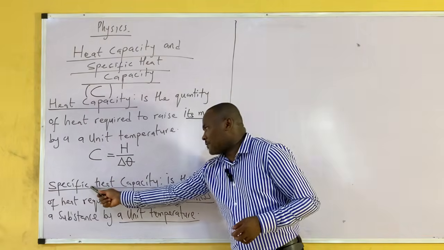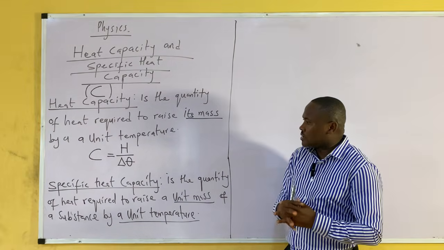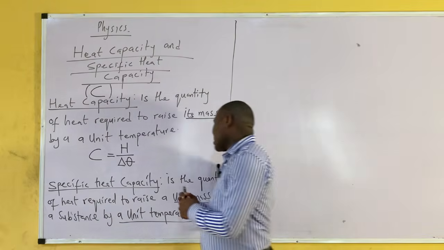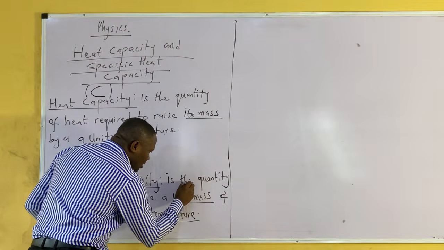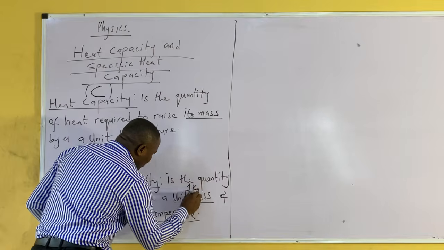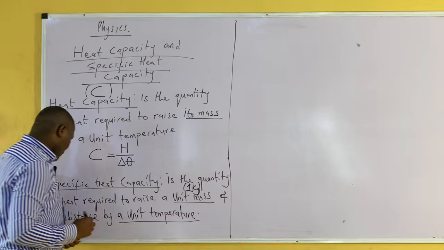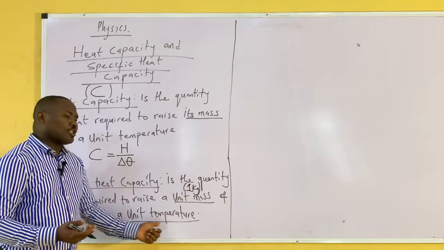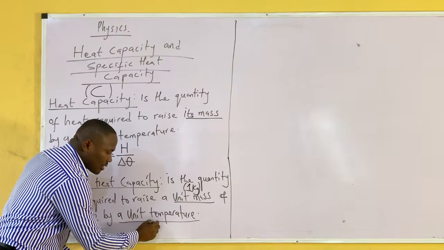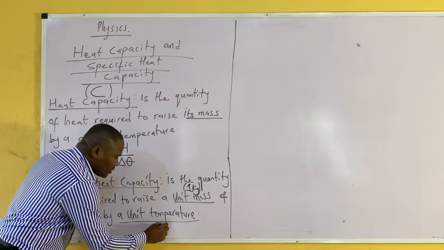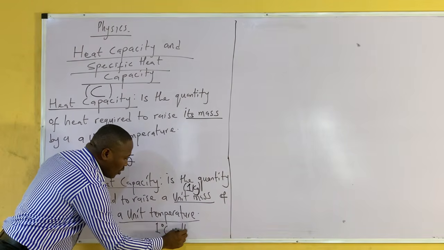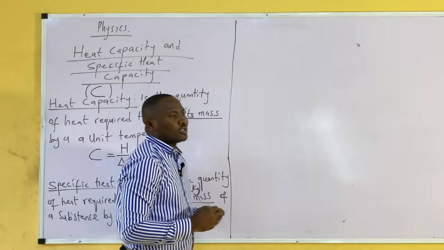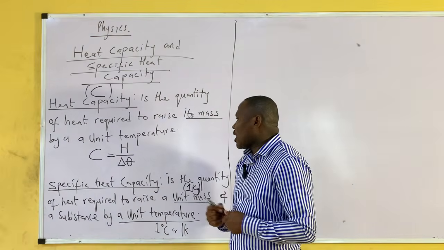So specific heat capacity is the quantity of heat required to raise a unit mass, and a unit mass is 1 kg, of a substance or a body by a unit temperature. Now remember, this unit temperature can either be 1 degree Celsius or 1 Kelvin. Now, this is important. Why? Because it will help us know how to do calculations.